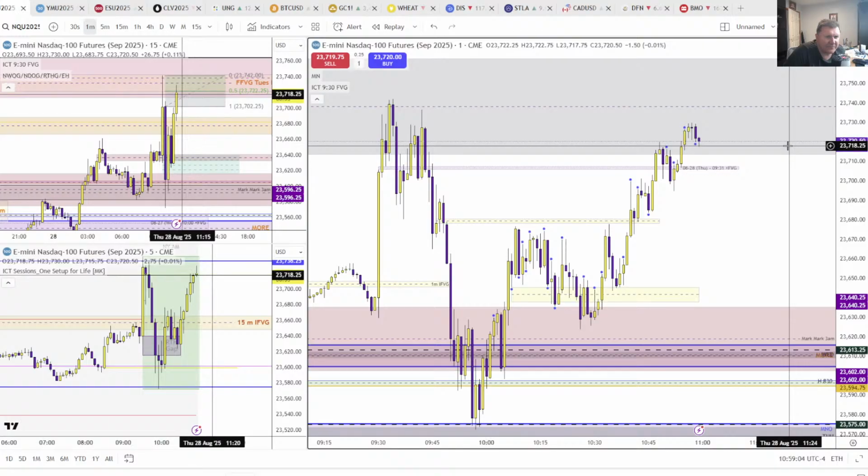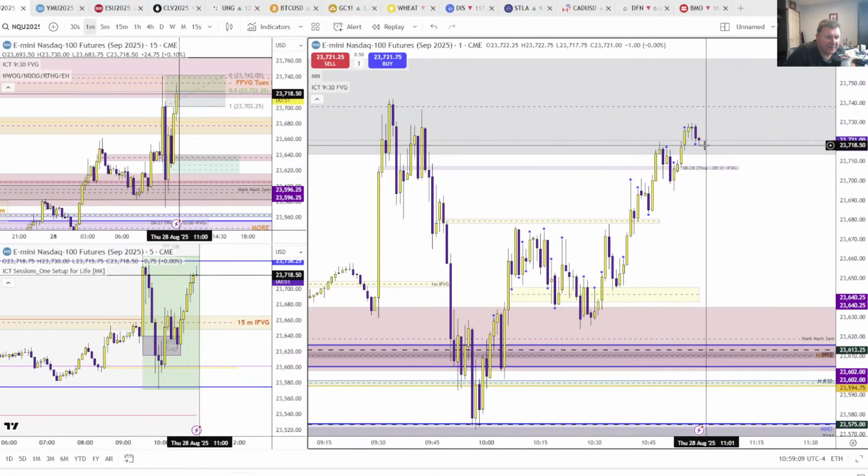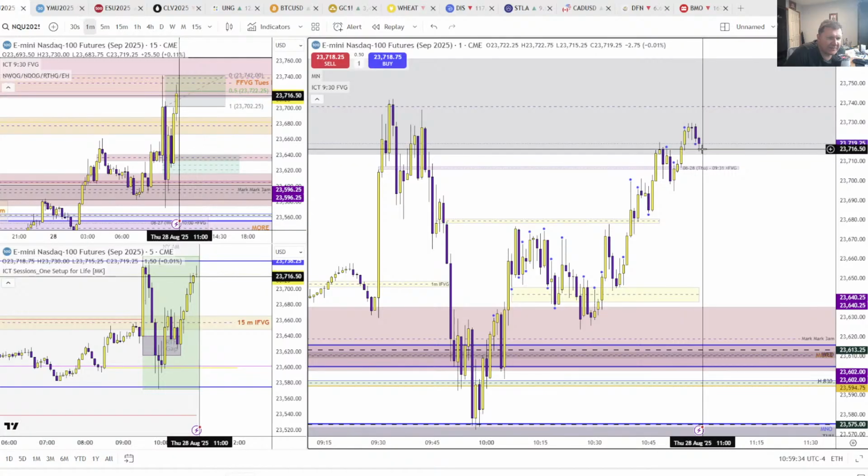There's the mean threshold. See, there's the first one. Tap the high. Mean threshold right there of the wick. Now you can leave from here. If you come back into the body, the open, now the mean threshold. You just came back into that BISI.